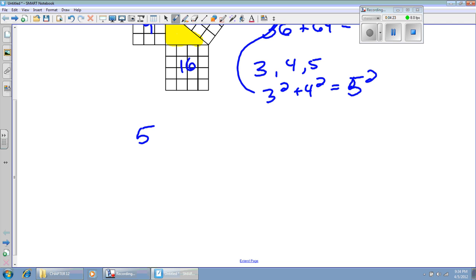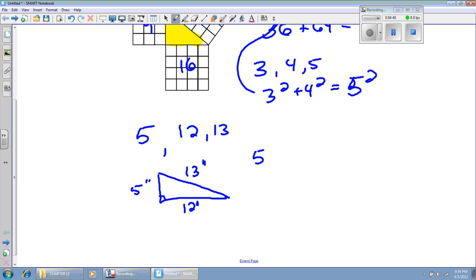For example, there's 5, 12, 13. If I took a right triangle that was 5 inches tall and 12 inches long, then the hypotenuse, the longest side of a right triangle, would be 13 inches. And I can prove it using Pythagoras. 5 squared plus 12 squared. If that equals 13 squared, then I have a Pythagorean triple, and this all works. 5 squared is 25.